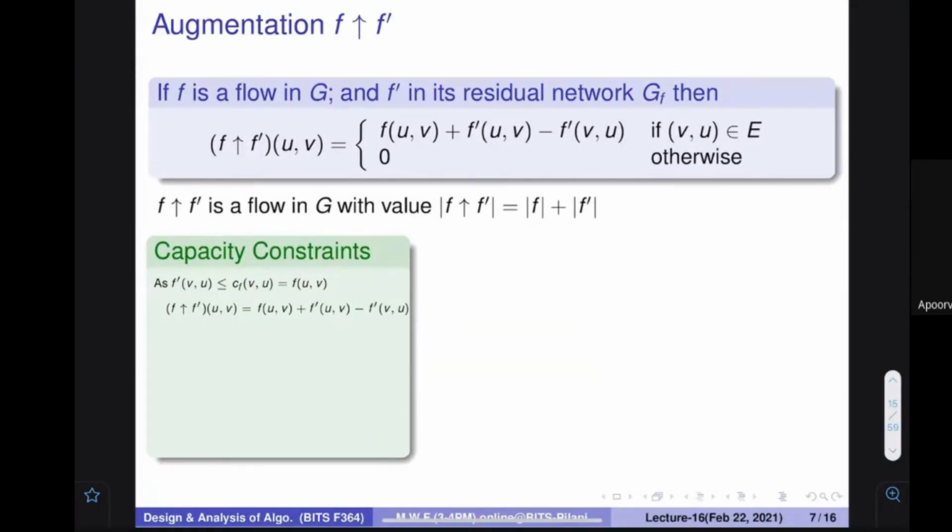Let us see what this particular value is: this augmented value between U and V is equal to F UV plus F dash UV minus F dash VU. This is nothing more than this formula. The same formula has been written over here. So just see this negative quantity, this part. This is a negative quantity. Okay. And you know that FUV, what is FUV? It is greater than this particular quantity.